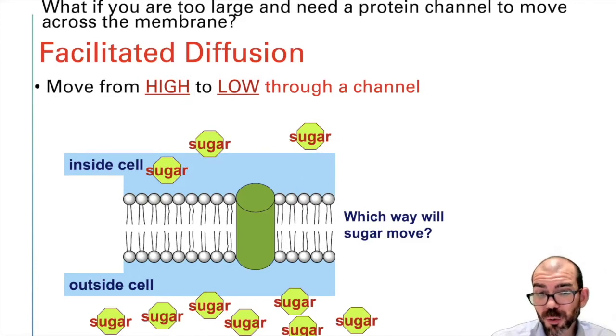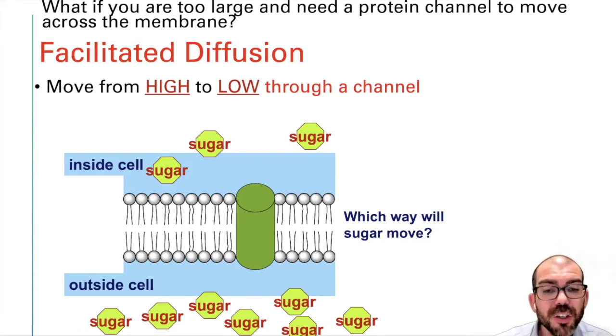Now, what if you're too large, though, to cross the membrane by yourself? You're going to need a protein channel to move across. For example, sugar. Sugar is going to get blocked by those phospholipids unless there's a protein channel available. But it's not going to freely move on its own. Something needs to cause it to move.